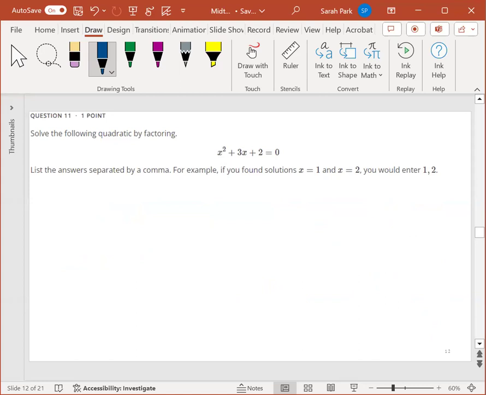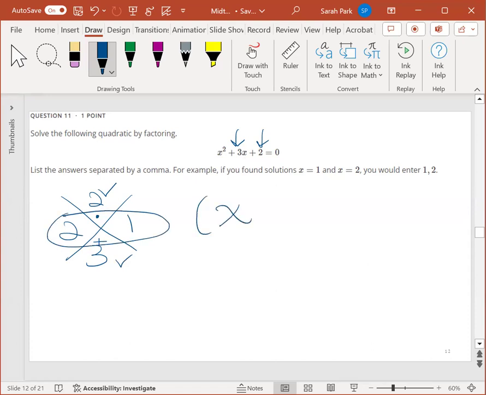Another one by factoring. So again, x squared plus 3x plus 2 equals 0. What multiplies to the last term, 2, and adds to the b term, the middle term, 3? That's 2 and 1, because 2 times 1 is 2, and 2 plus 1 is 3. So that's going to be my factors, (x + 2)(x + 1) = 0.